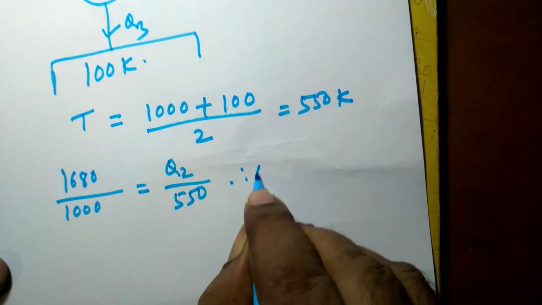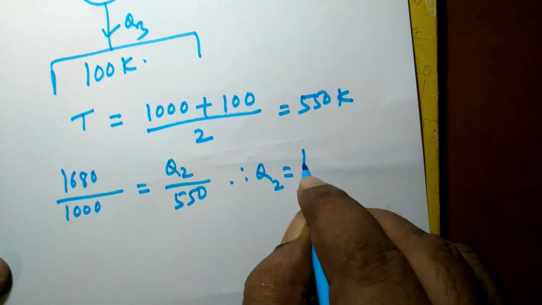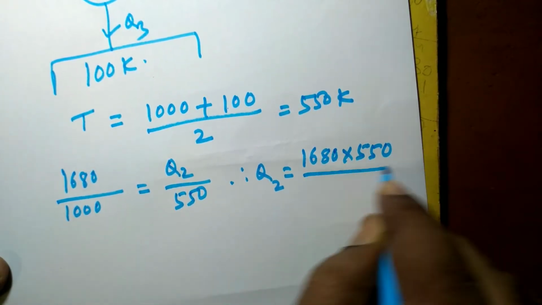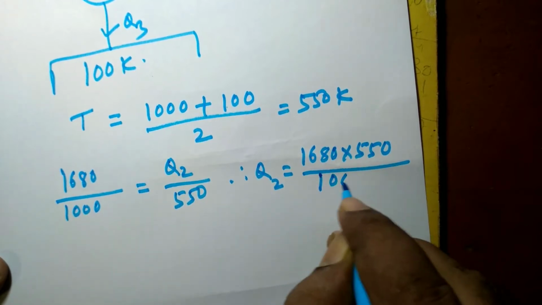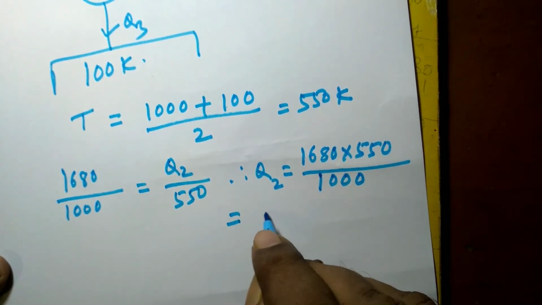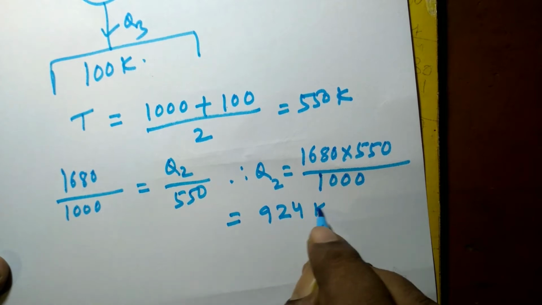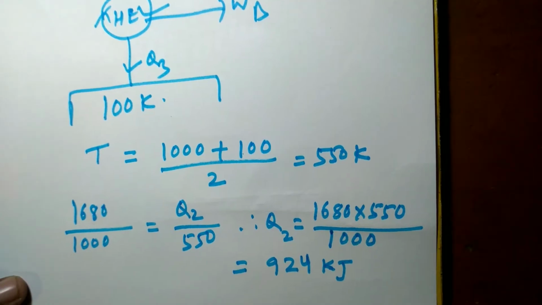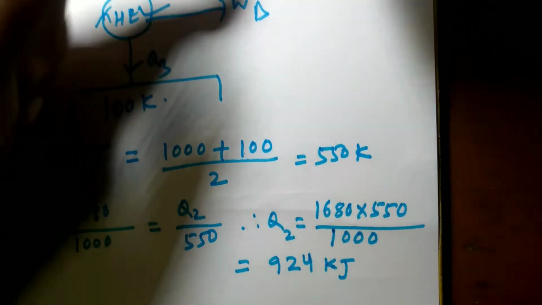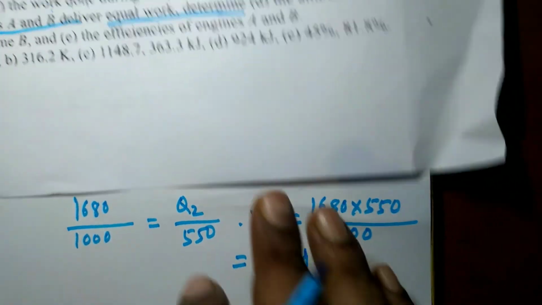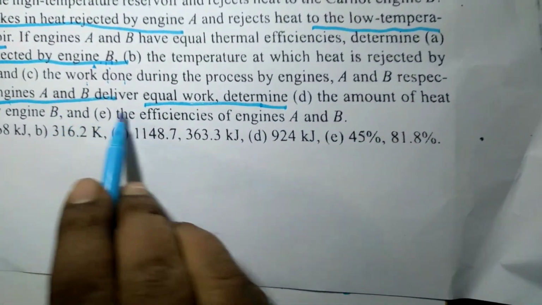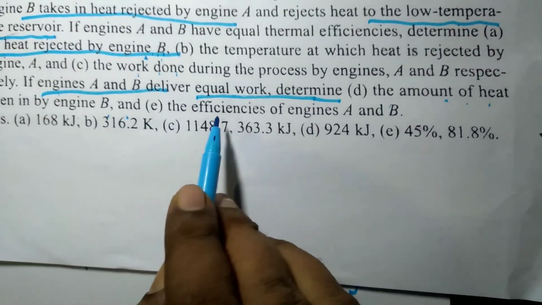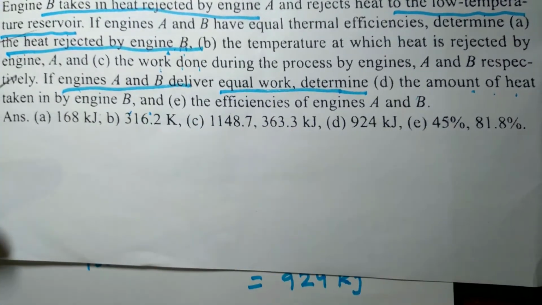From that, Q2 is equal to 1680 multiplied by 550 divided by 1000, which is equal to 924 kilojoule. So this was the first bit of the second part of this question, and that is to determine the amount of heat taken in by engine B.